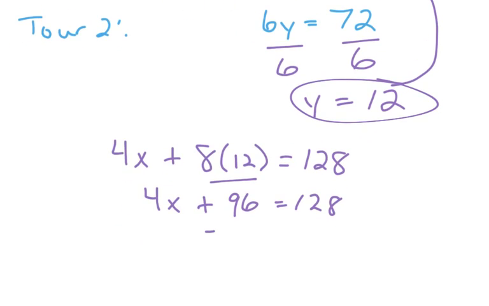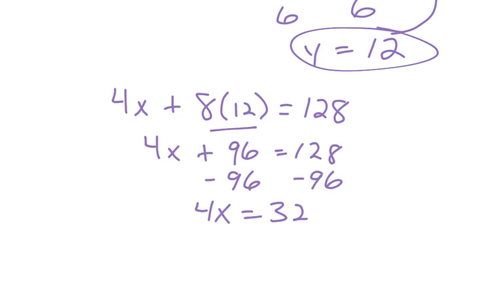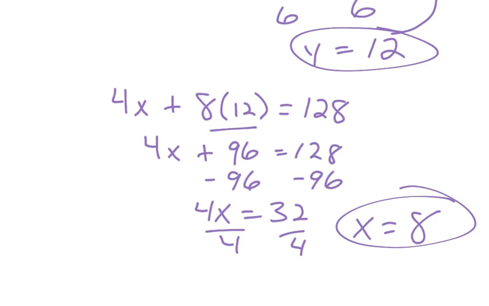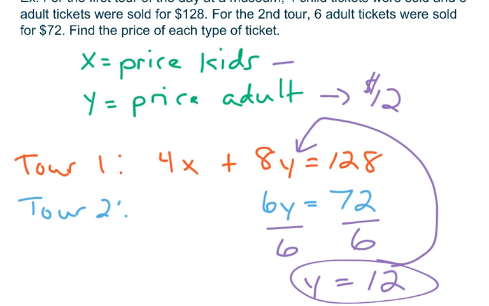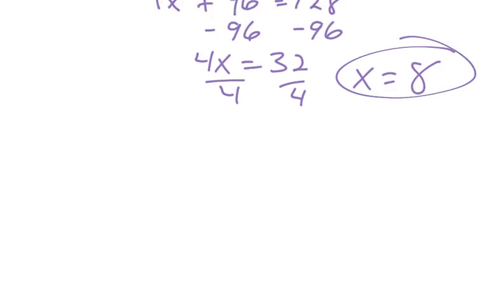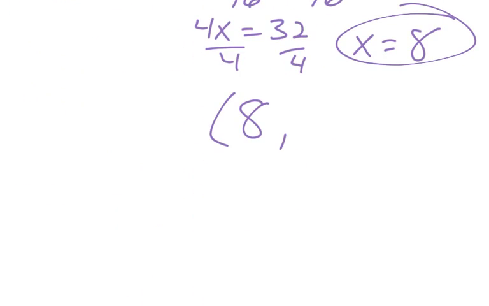We'll need to subtract 96 from both sides. 4x is equal to 32. We'll divide both sides by 4, and we come up with x equals 8. So x is equal to 8 and y is equal to 12. Kids' tickets are $8 a piece. If we wanted to write an ordered pair, it would be (8, 12).